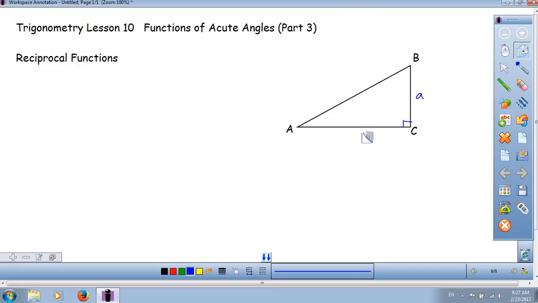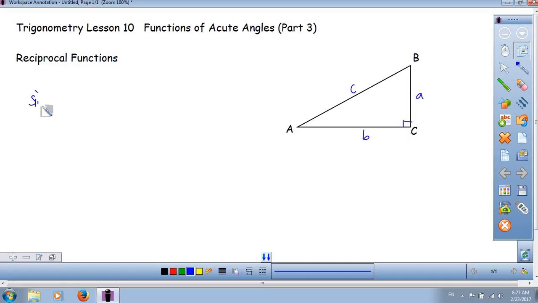This is going to be side A, this is going to be side B, this is going to be side C, which is opposite to angle C. So side A and side B are the legs of the right triangle, and side C is the hypotenuse of the right triangle. Alright, so today we're going to talk about reciprocal functions and the relationship between the functions.